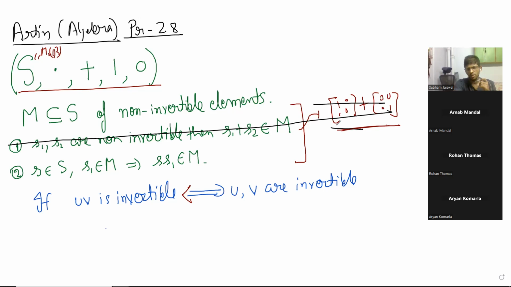So you see, only with the second condition, you don't need the addition structure at all here. It is just the multiplication structure. And this thing is true for matrices. So Aryan, what's your reason? Why is it true for matrices?